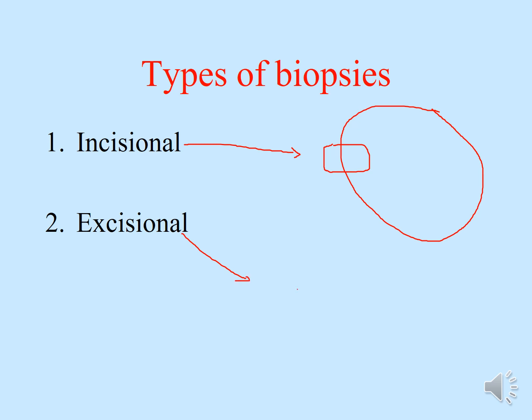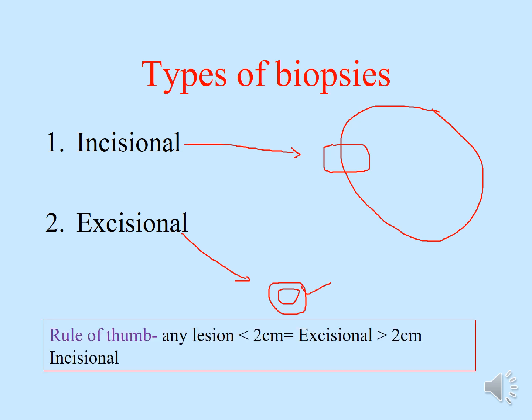Excisional biopsies, on the other hand, are basically done for smaller lesions, that means lesions that are less than 2 centimeters. They are smaller lesions, so you are able to take out the whole thing in one sitting. That is when you call it an excision biopsy. So the rule of thumb is any lesion that is less than 2 centimeters, you do an excisional biopsy. Anything that is larger than 2 centimeters, you do an incisional biopsy.